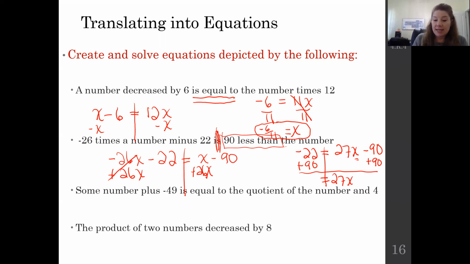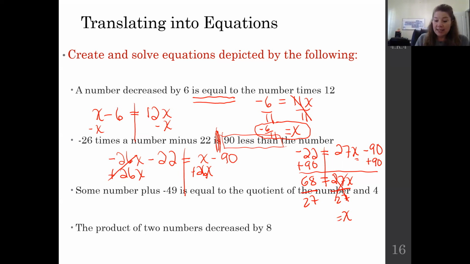68, I think. 90, positive 90 combined with negative 22 is 68. 68, and then this says 27 times x. So what am I going to do? I'm going to divide both sides by 27. 27 divided by 27 is 1. 1 times x is 1x.